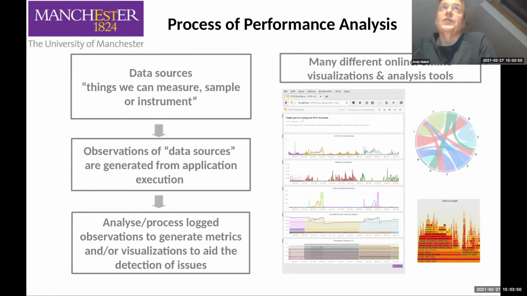So what is the process of performance analysis abstractly that we want to perform? It involves identifying the data sources that are to be measured by sampling or instrumentation, the observations that are logged during execution. Ideally, they should introduce as little overhead and interference as possible. And we then need to analyze and process our observations to generate metrics and visualizations that can aid the detection of performance issues. There are many different visualizations that could be used. In this talk, we will briefly cover flame graphs. We're not advocating flame graphs for everything, but that's what we're going to cover in the talk.